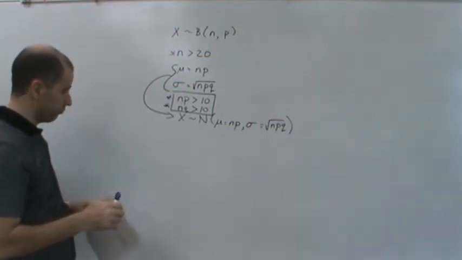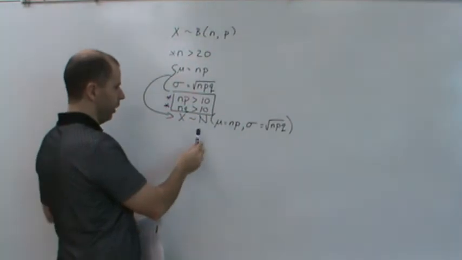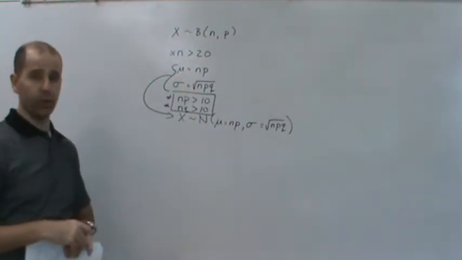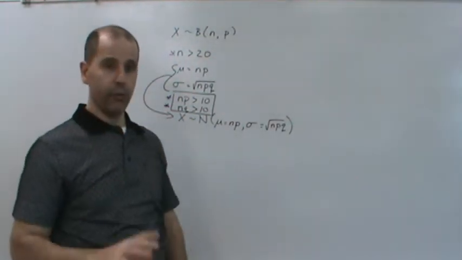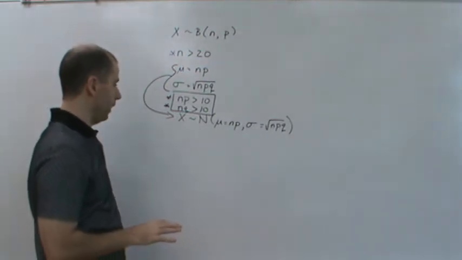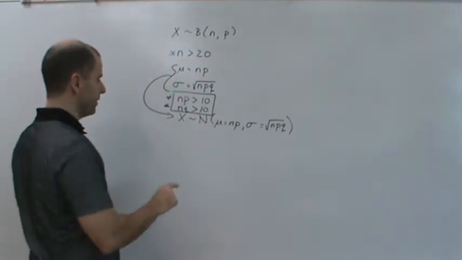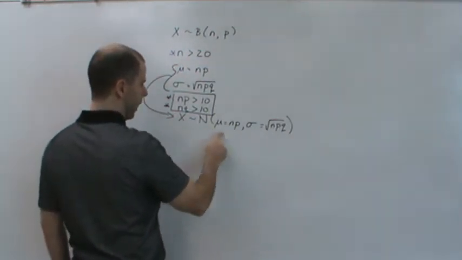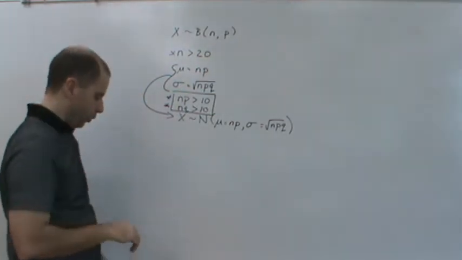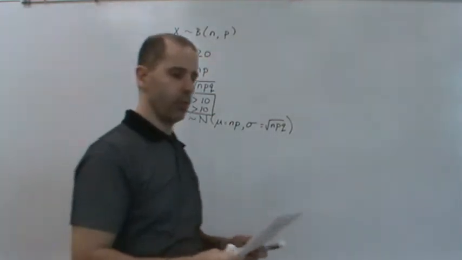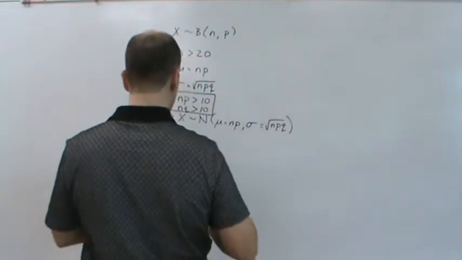Now, what do we use? Well, here's how we're going to do it. I'm going to do an example of what we would do in a moment. But this is what we would use for the normal approximation. Now, we also have to consider what we call a continuity correction.